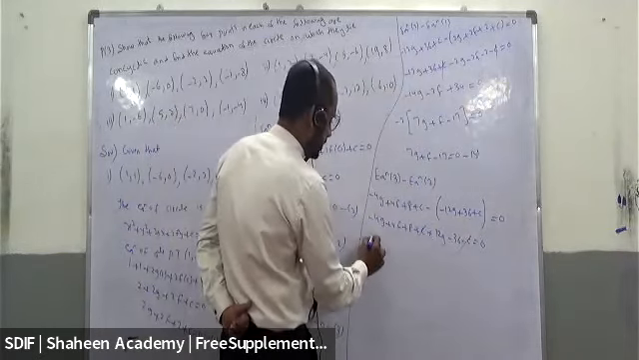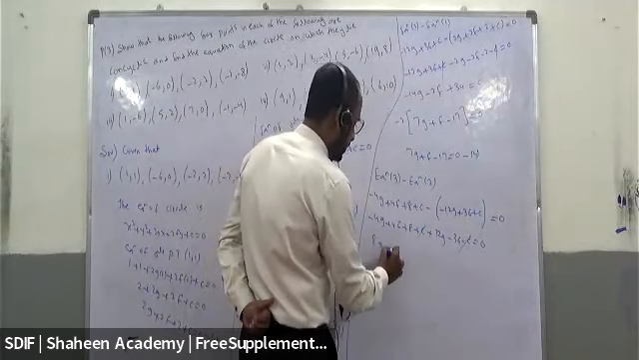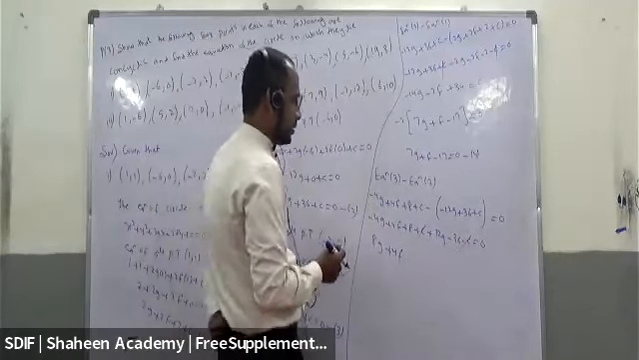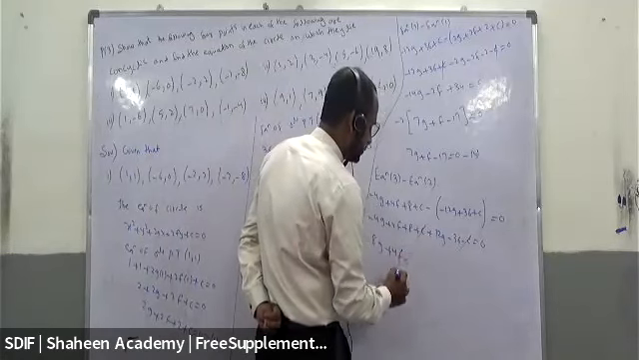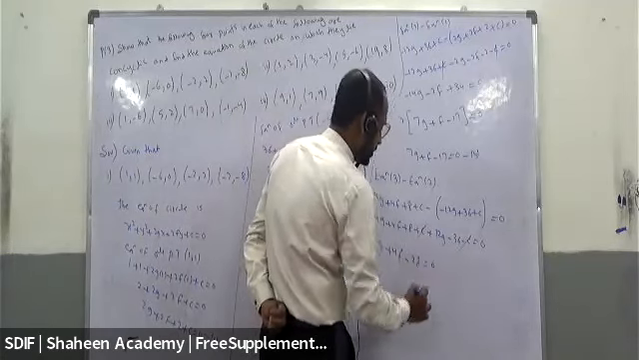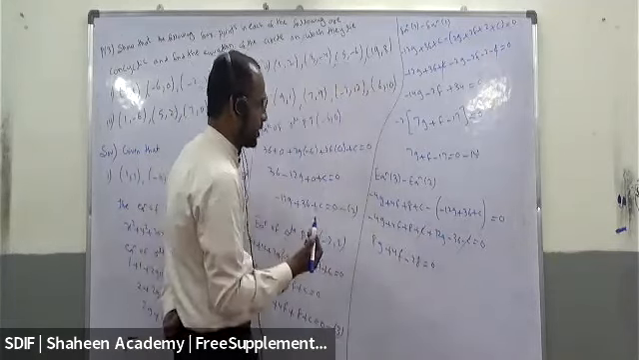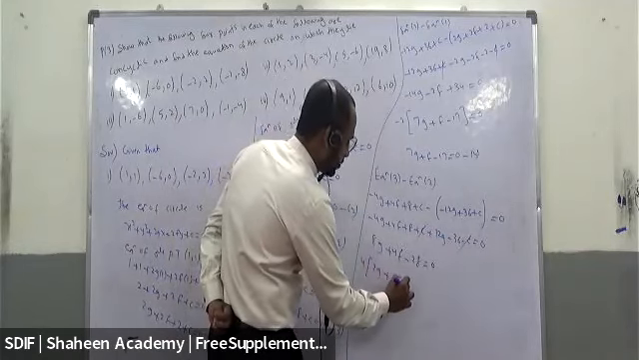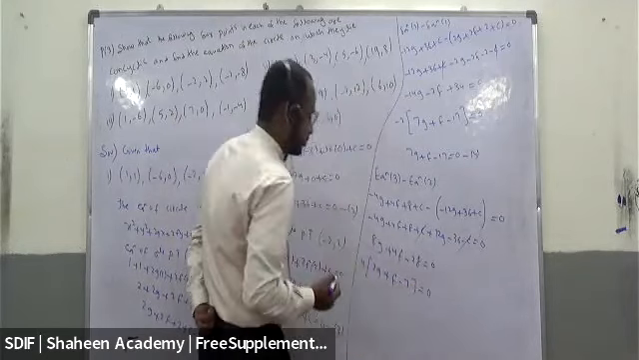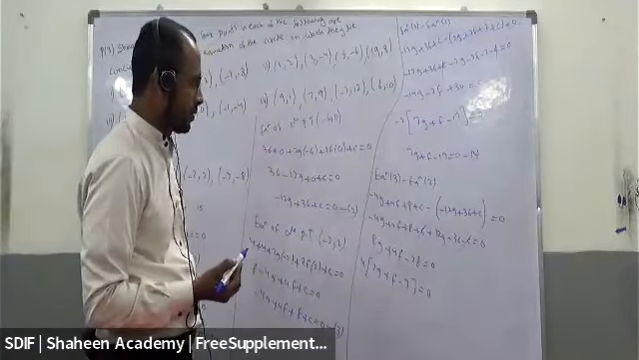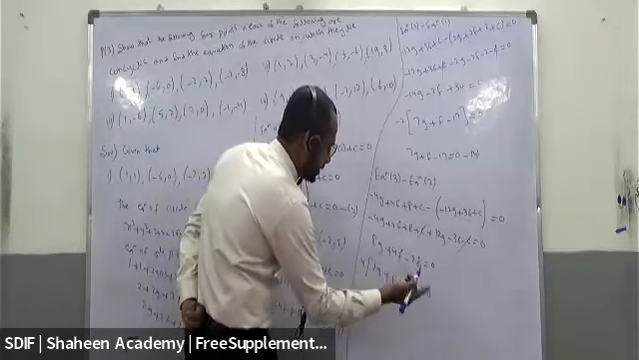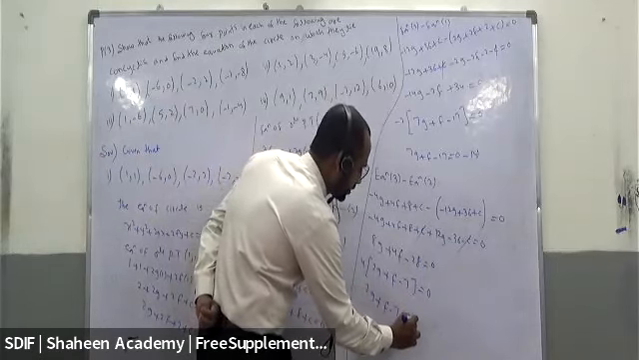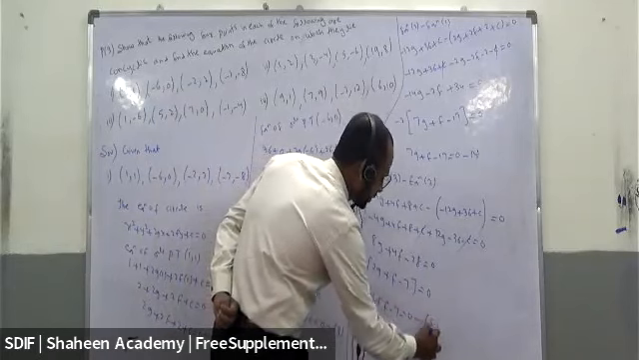12g minus 4g is 8g, plus 4f, minus 36 plus 8. How much? Minus 28. Yeah, minus 28 is equal to 0. If we take 4 common, what are we getting? 2g plus f minus 7 is equal to 0. If we take 4 common, this 4 divides into 0 again, it will be 0. So 2g plus f minus 7 is equal to 0. This is our equation 5.